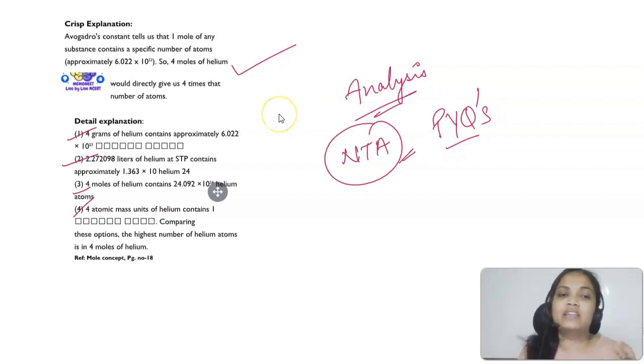They can give you any other atom. In this case the highest number of atoms was asked, so they can ask you the minimum number of atoms as well. So it has been analyzed that the PYQs are very important because you will get an idea of what kind of questions are going to be asked and how they are going to be asked. Please go through our NTA PYQ book.